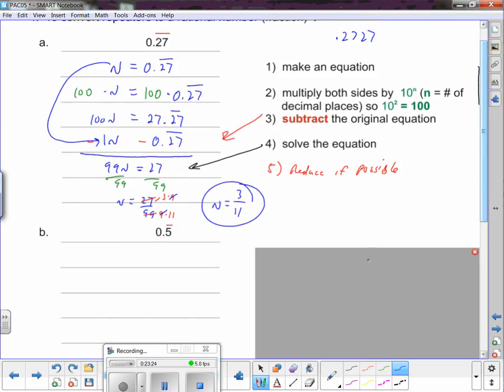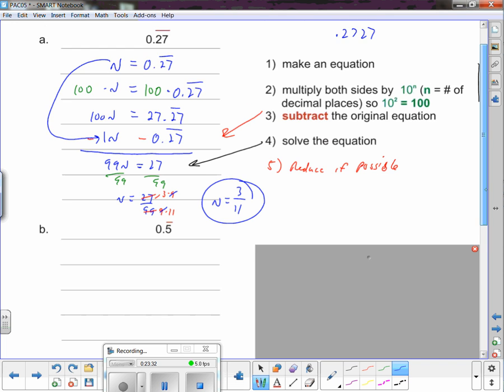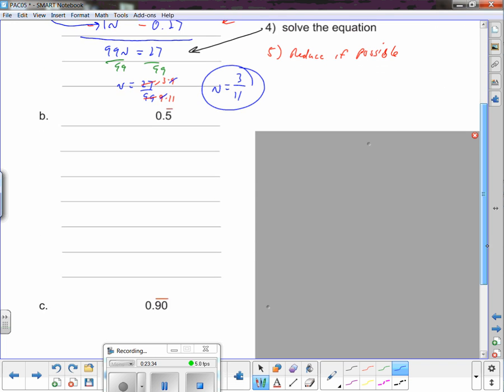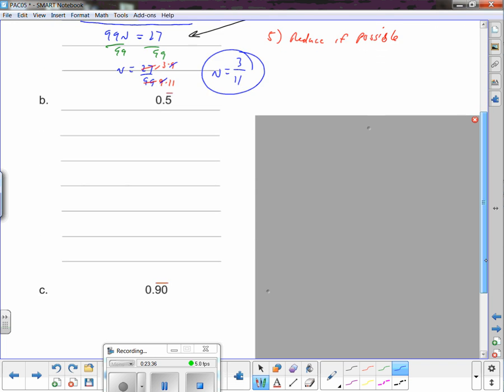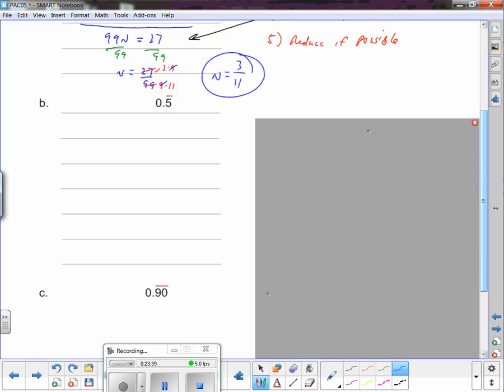And 3 11ths is indeed 0.27 bar. Now, again, that's tricky. I know that's tricky. That's the way it works. When you do a few, it's not so bad. Are you going to do a ton of these on quiz and test? No. You might have like 1. Let's try again here. I don't think we'll get to that third one, but let's try the second one. 0.5 bar.